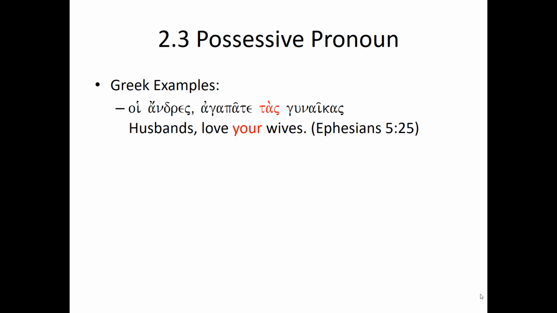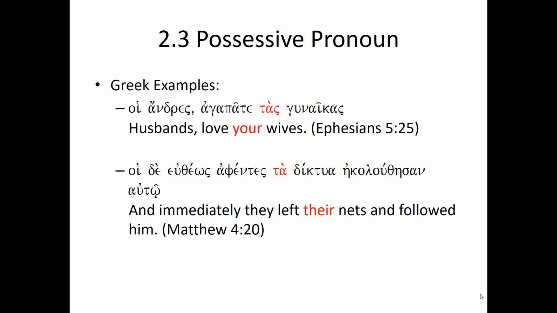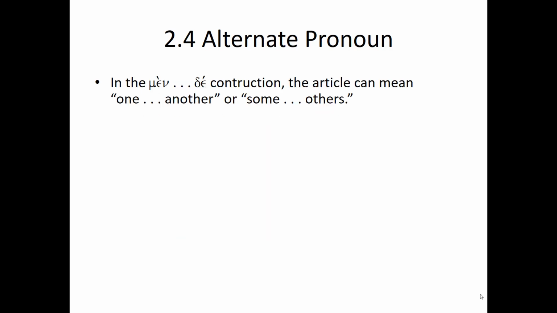Husbands, love your wives. Matthew 4:20, hoi de eutheōs aphentes ta diktya ēkolouthēsan autō. And immediately, they, here's hoi as this personal pronoun, leaving the nets. Whose nets? Well, their nets. They followed him. So ta is acting like the possessive pronoun there. Leaving the nets. Well, context tells us whose nets they were. It was their nets.